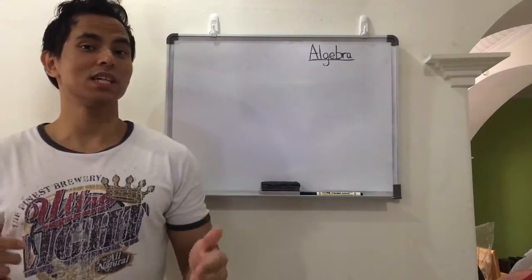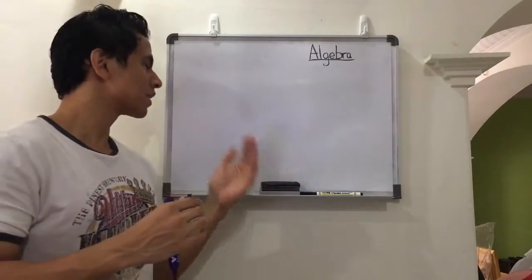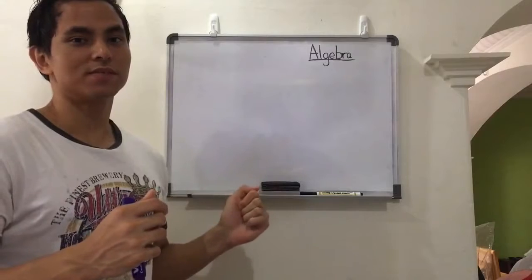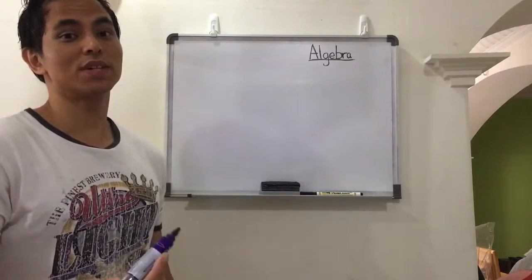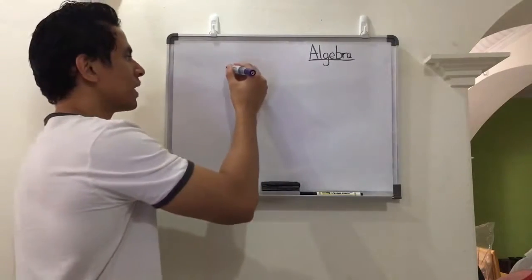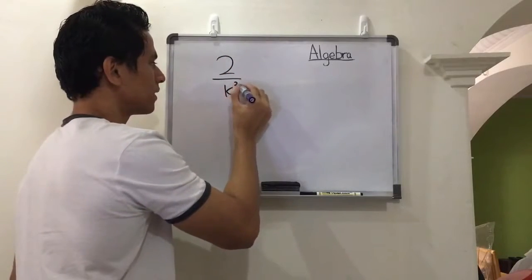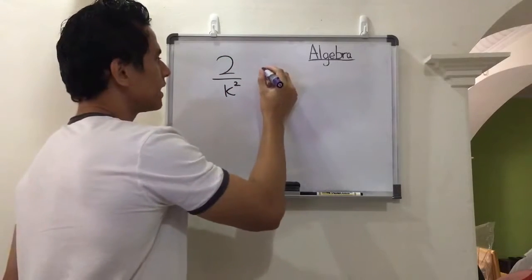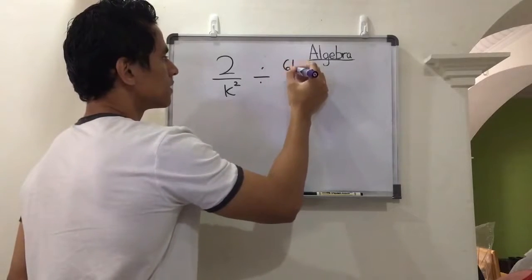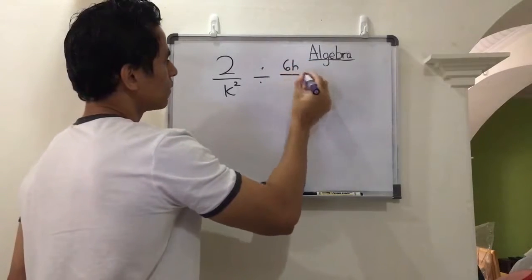Specifically, I'm going to be looking at those with divisions inside. So without further ado, here's my first example. Suppose we have 2 over k square divided by 6h over k square.